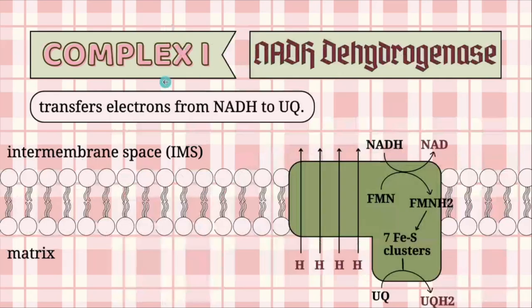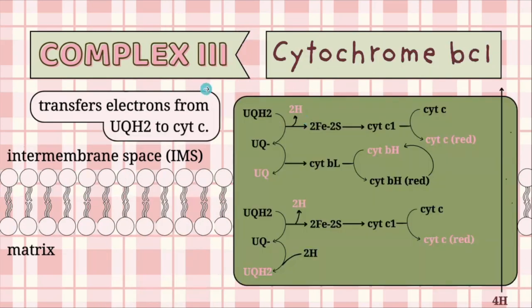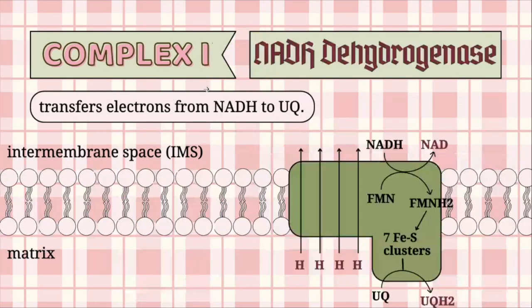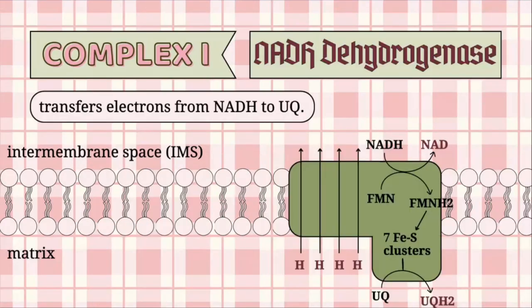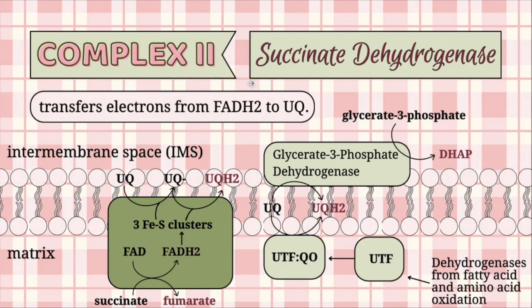Complex 1 is going to receive electrons from NADH, and it basically sends those electrons to complex 3. Now notice that it doesn't send them to complex 2. Complex 1 is actually independent of complex 2. How? Because complex 2 receives electrons from FADH2, so it doesn't receive electrons from NADH. That's only complex 1. And complex 1 doesn't receive electrons from FADH2. It only receives them from NADH. So basically, complex 1 and complex 2 are independent of each other. They're not connected.